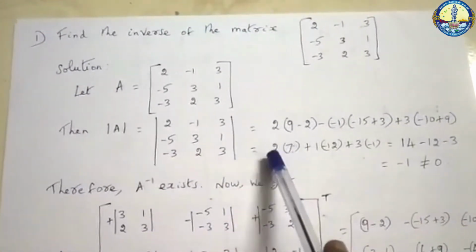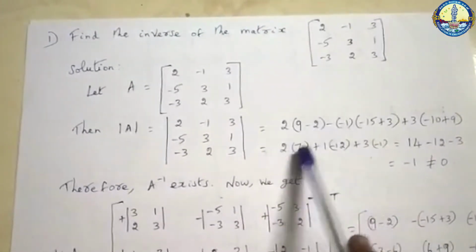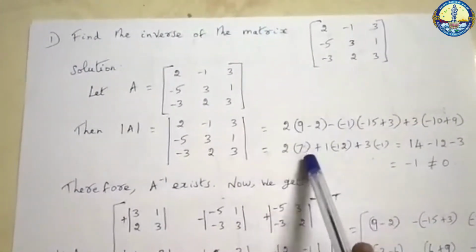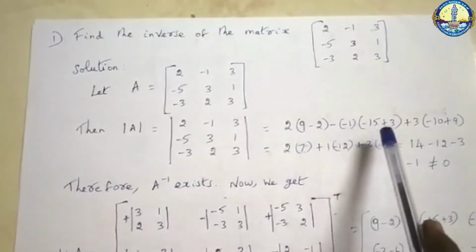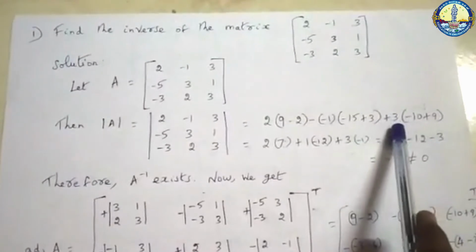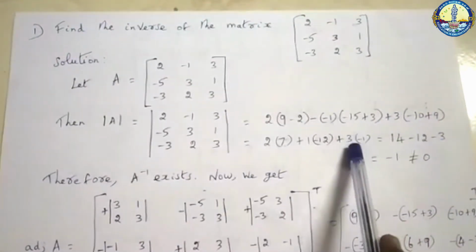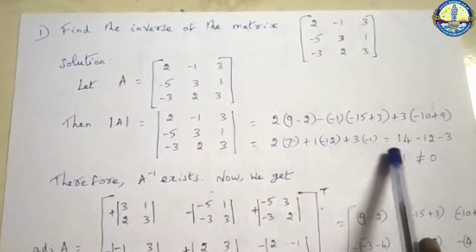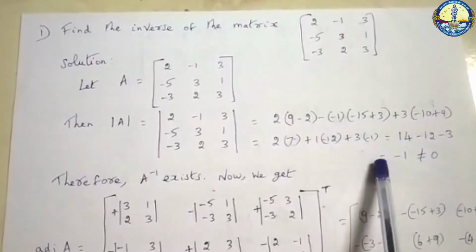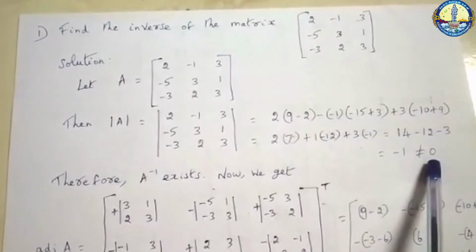Then 2 into (7, 9 minus 2, 7). Minus into minus is plus, so plus 1 into (minus 15 plus 3, minus 12). Then plus 3 into (minus 10 plus 9, minus 1). Then 2 sevens are 14, 1 twelve is 12, minus 12, so 14 minus 12 minus 6. So the determinant is minus 1, which is not equal to 0.